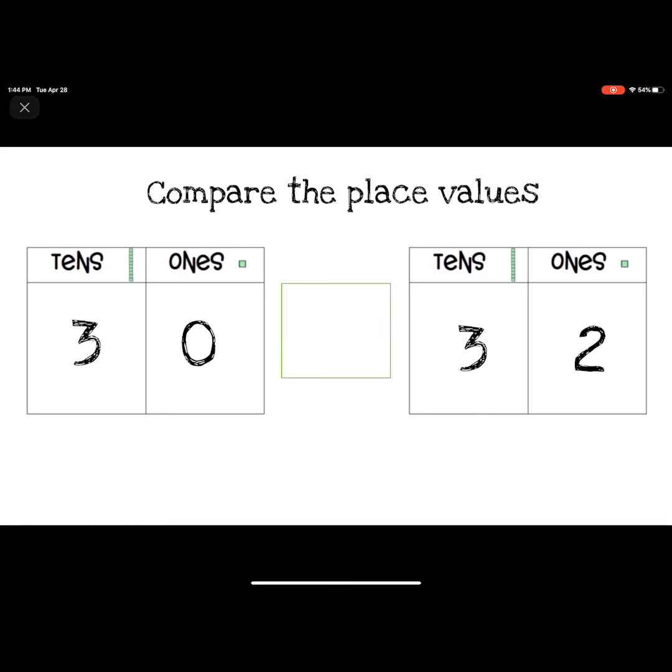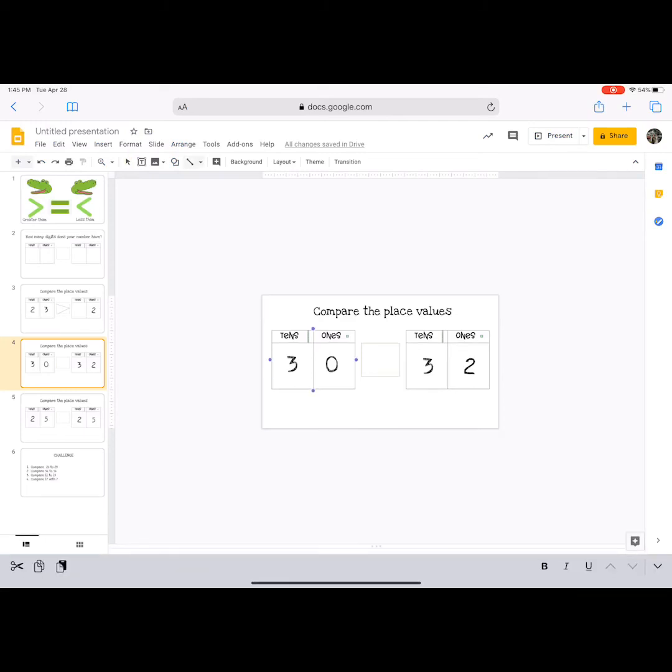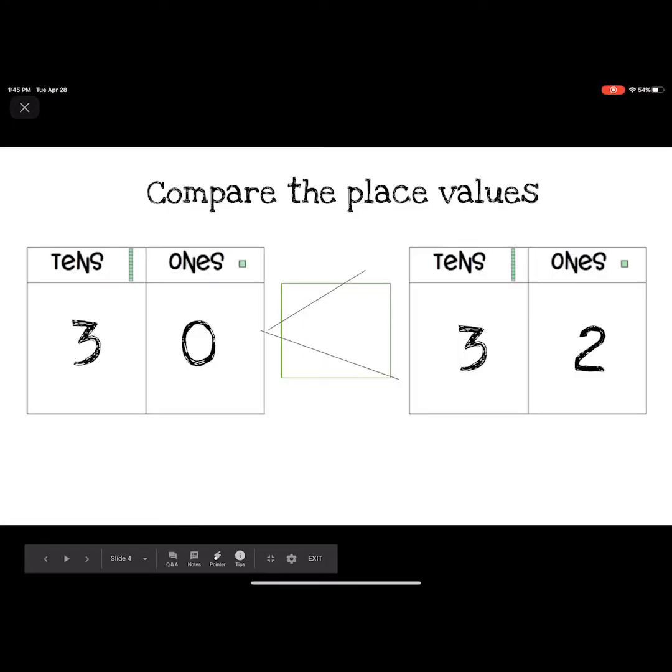But we said that in math, as well as reading, we read from left to right. So I'm going to draw my symbol, and remember the alligator mouth faces the larger number because it's so hungry. So if I'm reading this, I would say 30 is less than 32. And the reason I say less than is because 30 was to the left of 32.